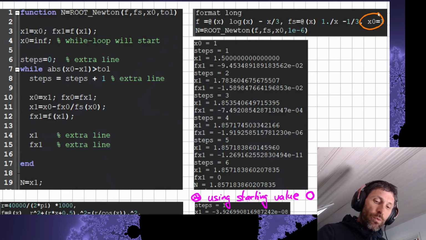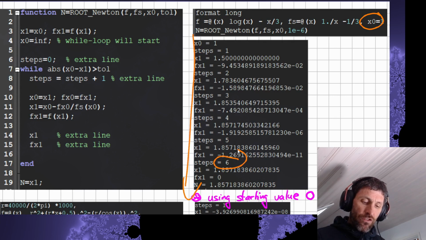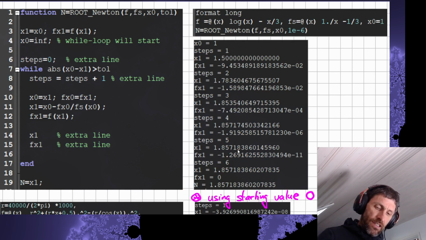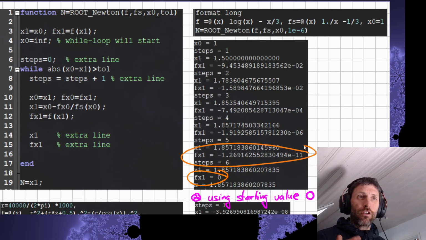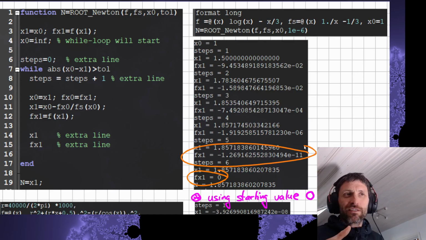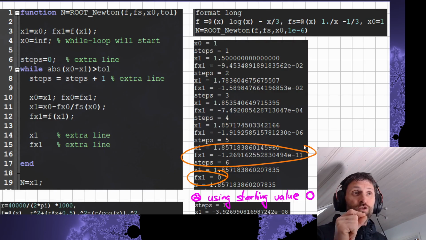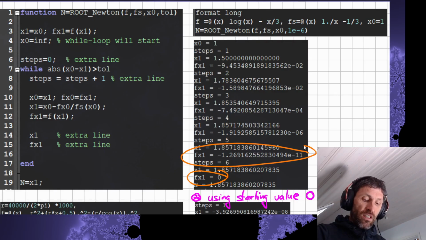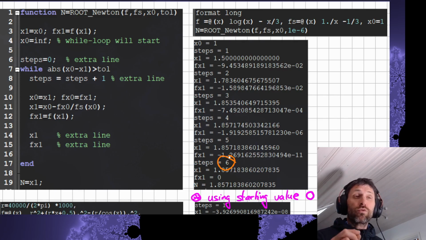Then we will see the following happen, and after only 6 steps we have the root of the function. In this case the function value is not very close to 0, but in numerical rounding range it's a 0. So we found the root in only 6 steps by applying Newton. So this is a great algorithm.